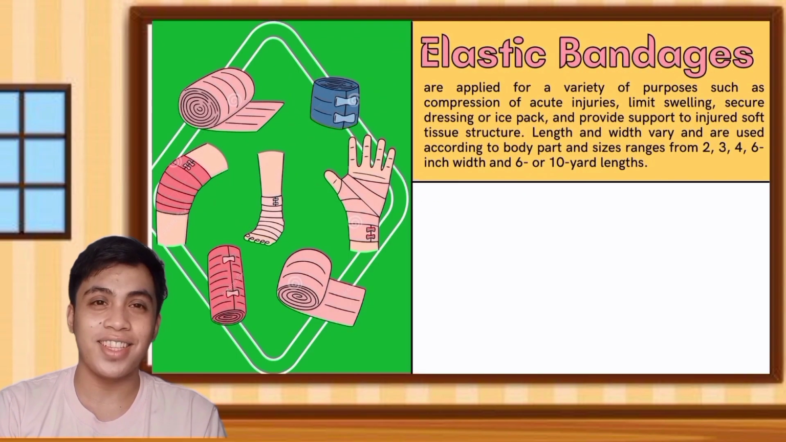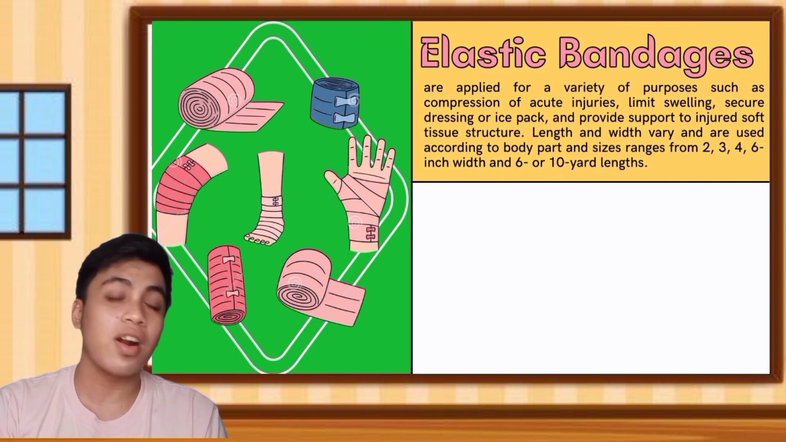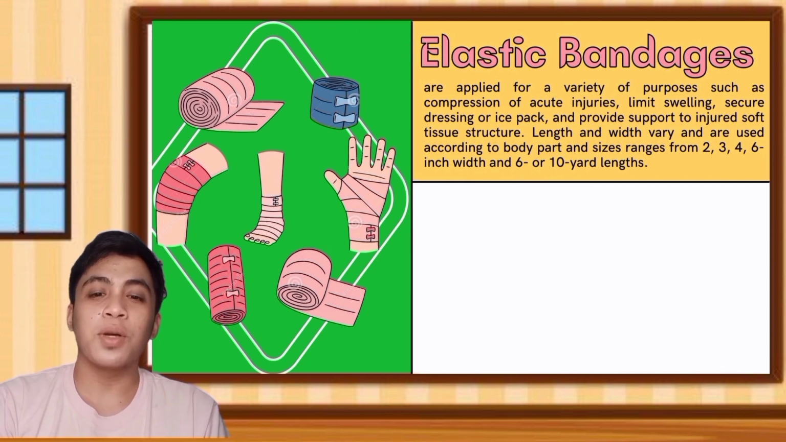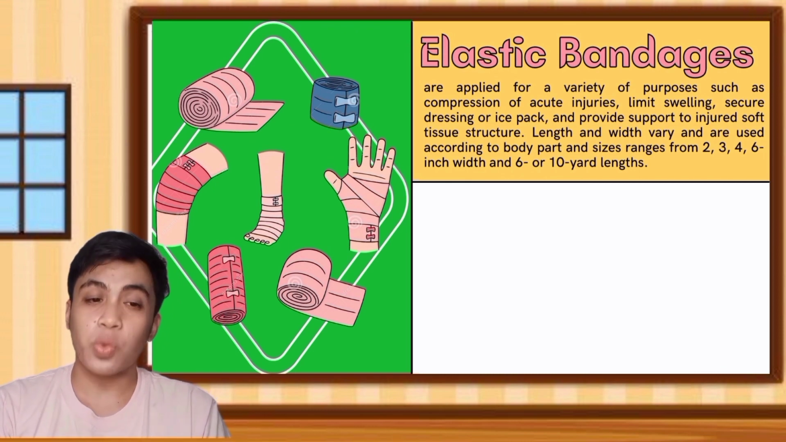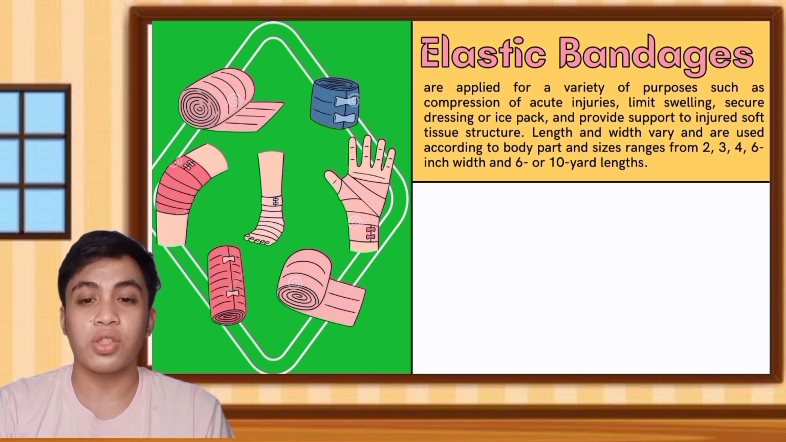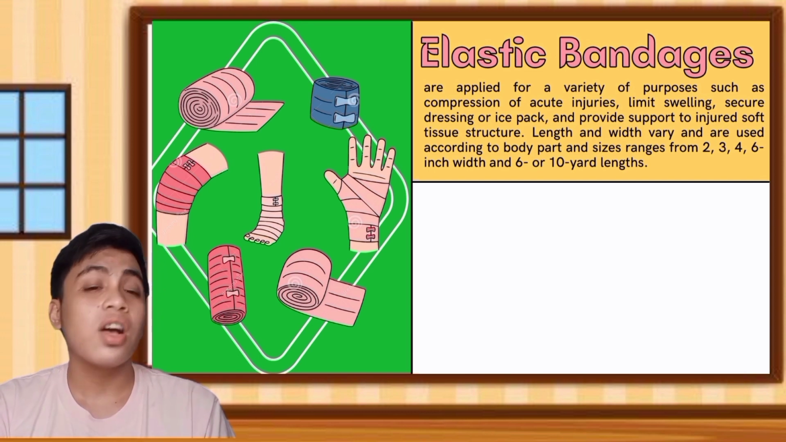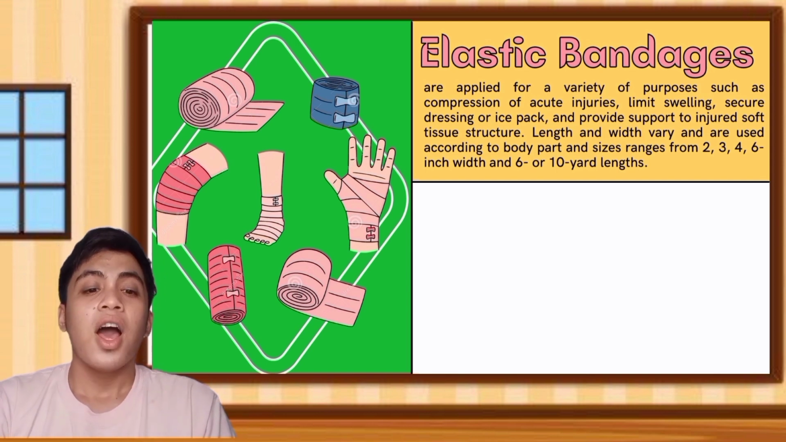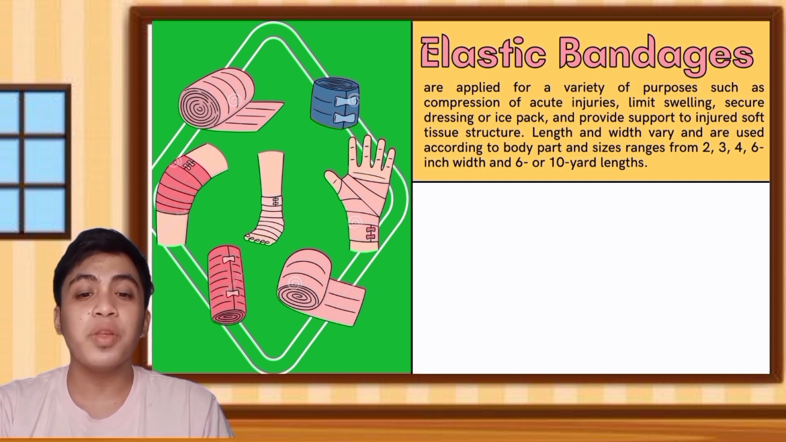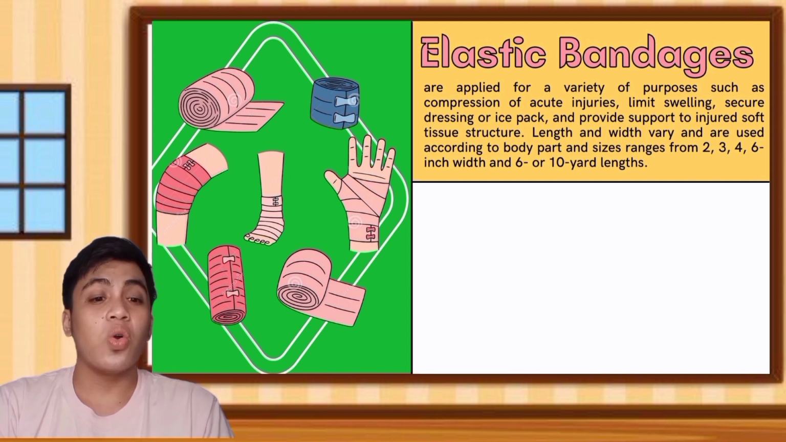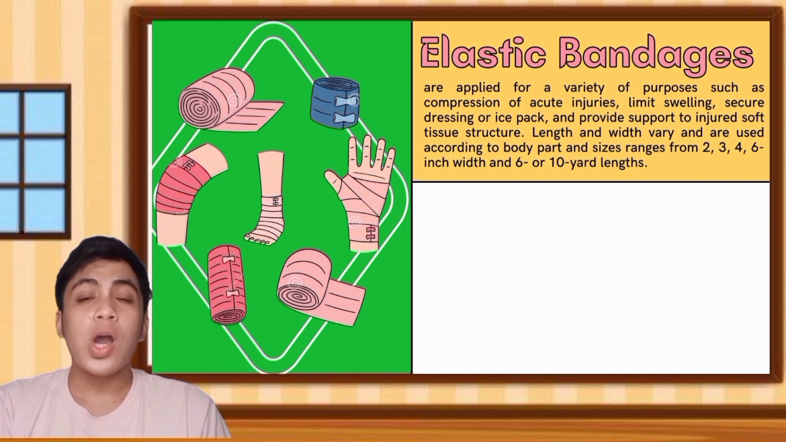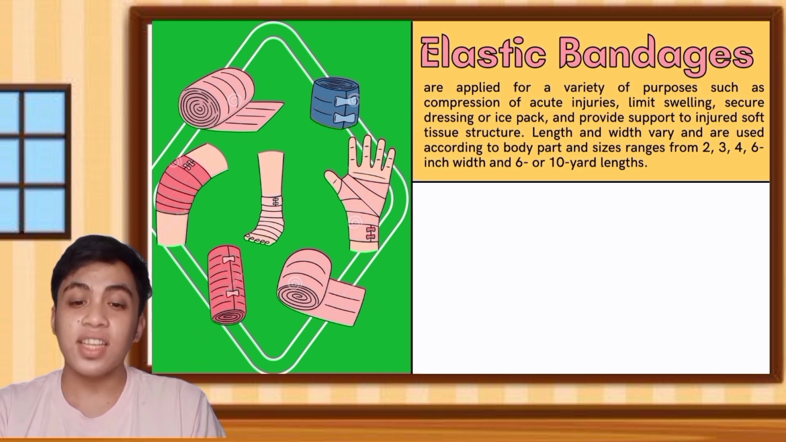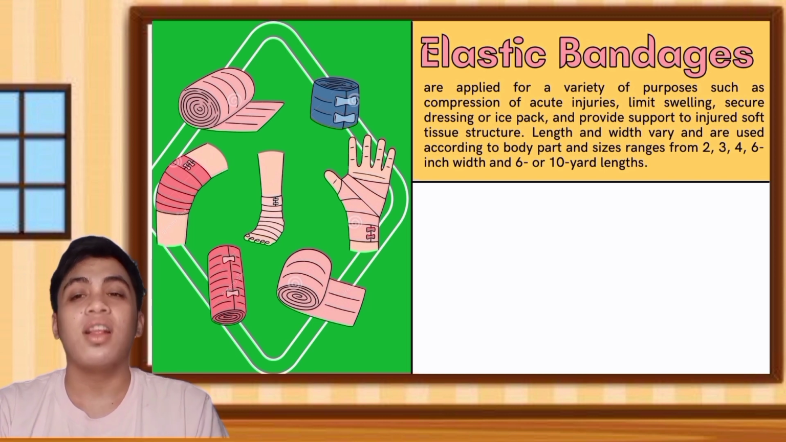Let's start with elastic bandages. Elastic bandages can be used for a variety of purposes. First, to compress acute injuries to limit swelling. Second, to secure a dressing or ice pack. And third, to provide support to injured soft tissue structures. We can use gauze, cotton cloth, and elastic wrapping. Its length and width may vary based on the size of the body part of the injured person. Its size may range from 2, 3, 4, to 6 inches in width and 6 or 10 yards in length.